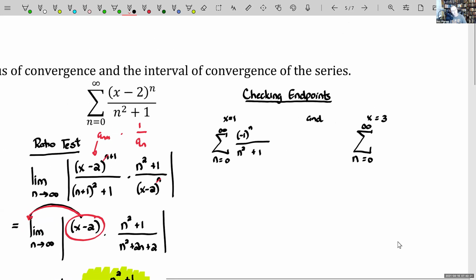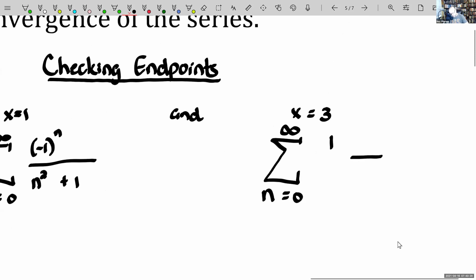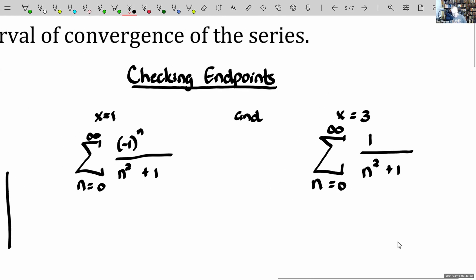Let's see, it was 3. We're plugging in for x, so it's 3 minus 2, or 1. 1 to the nth is always just 1. And the denominator is n squared plus 1. You should note this guy right here that I just wrote down is the absolute series for this alternating series. This will always be the case.